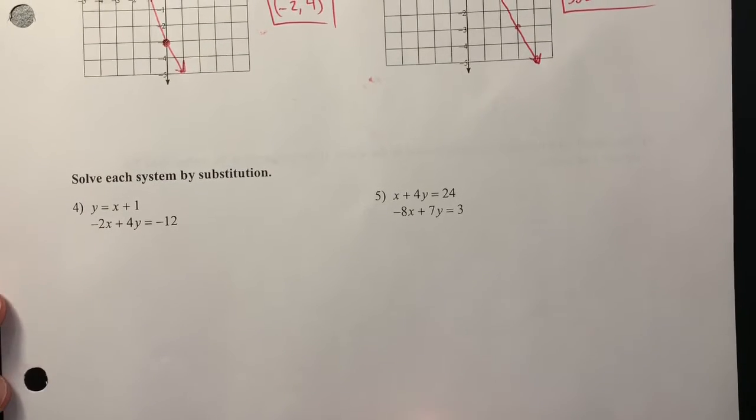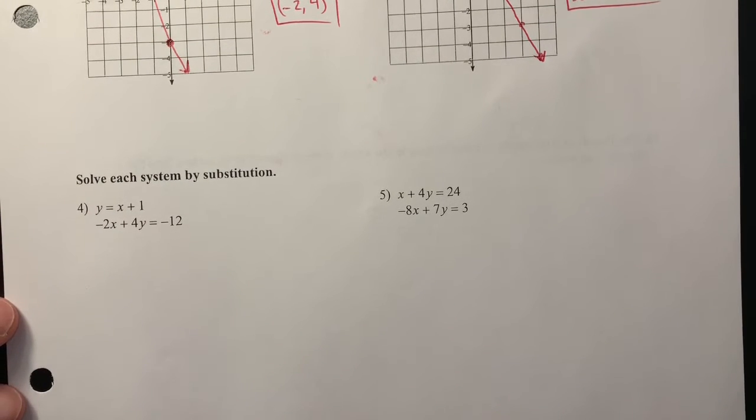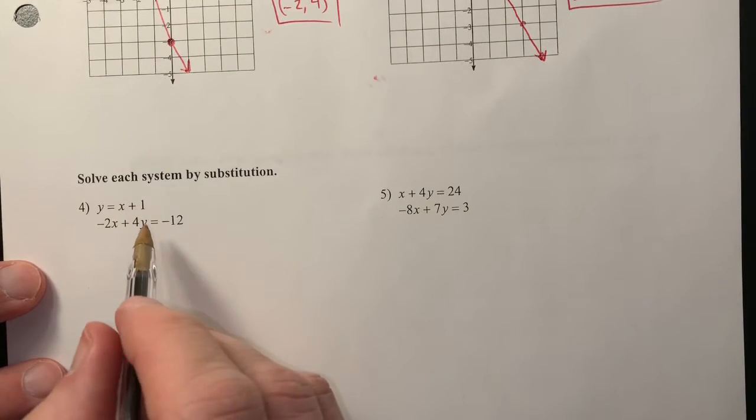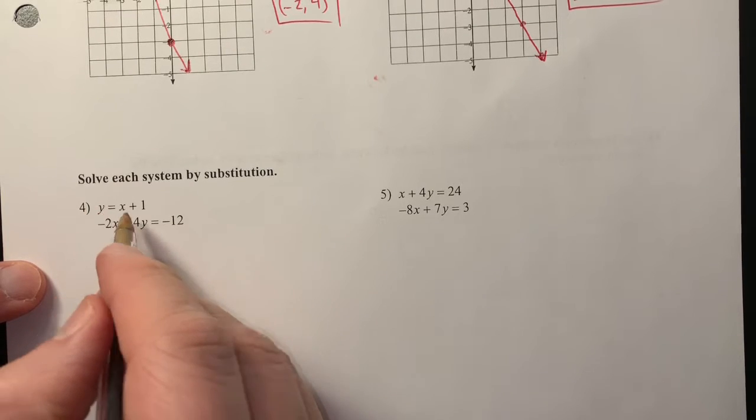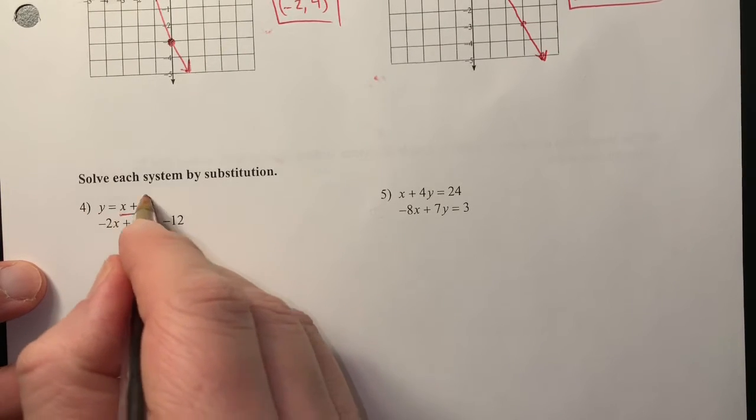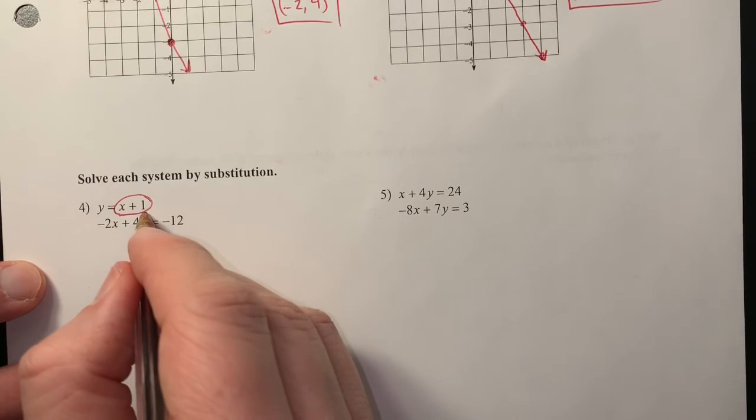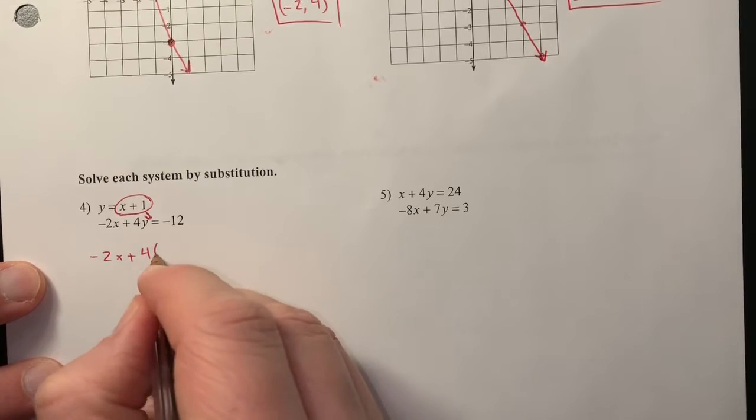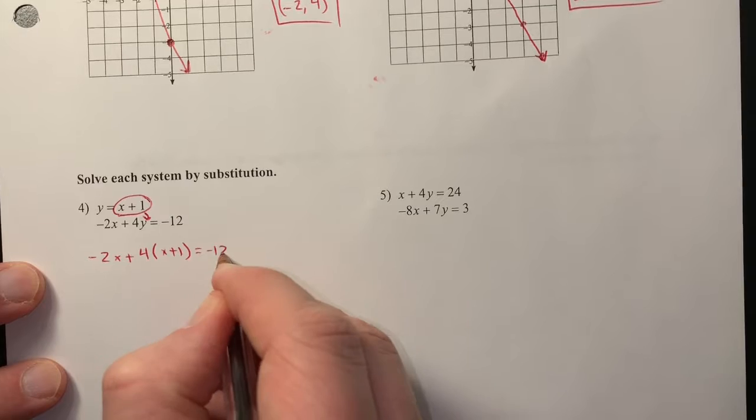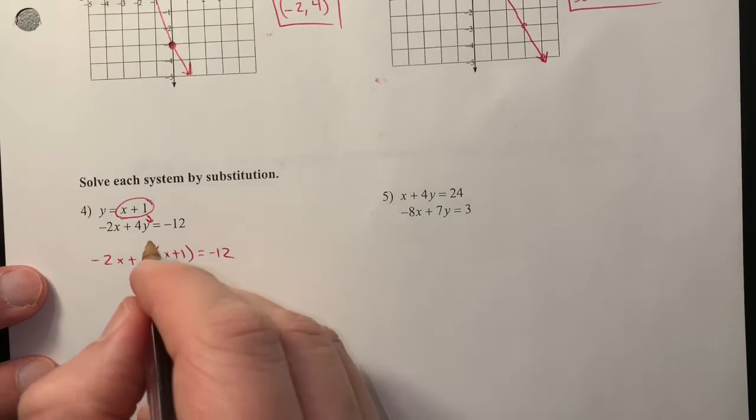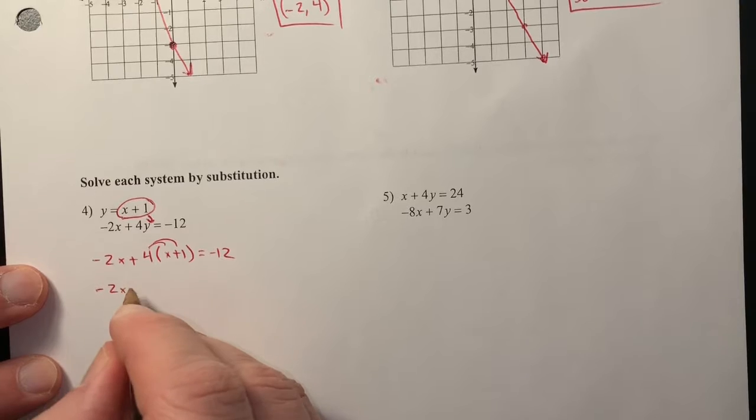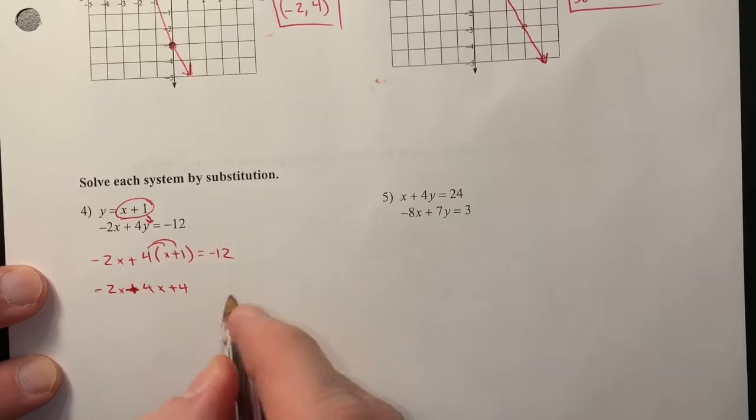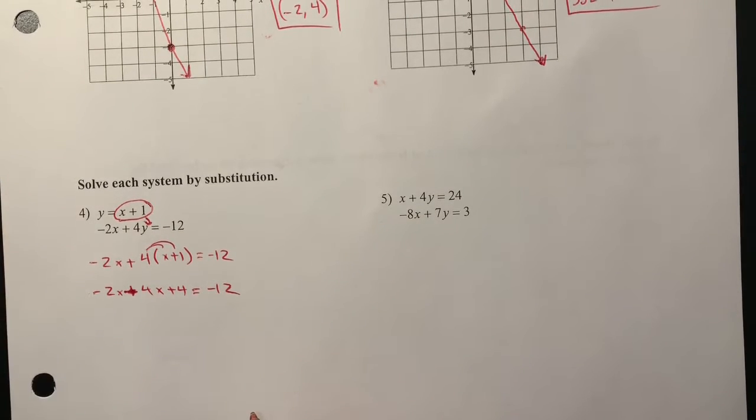Okay, next up we will solve systems by substitution. When we solve by substitution, we want to get one variable by itself, which is already the case right here. Y is already by itself, equals x plus 1. I will substitute that in for that y right there. So negative 2x plus 4 times (x plus 1) equals negative 12. And I'll distribute. Negative 2x plus 4x plus 4 equals negative 12.